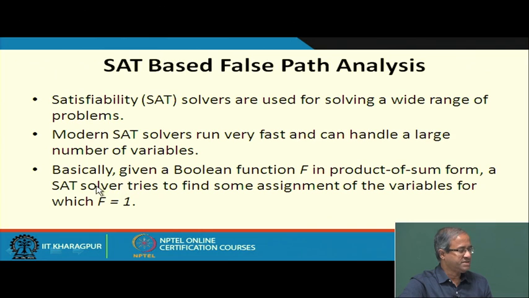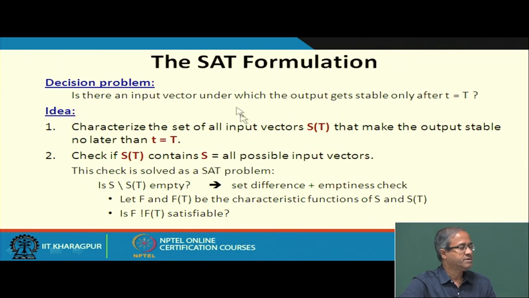Now, this is what I mentioned, that a Boolean function is given in product of sums form, and a SAT solver will try to find some values of the variables for which f equals 1. So, let us see how the false path analysis problem can be mapped into a product of sums expression, and you can use a SAT solver to solve it. So, the SAT formulation goes like this. This is the most important step whenever you are using SAT to solve a problem. You have to map it properly.